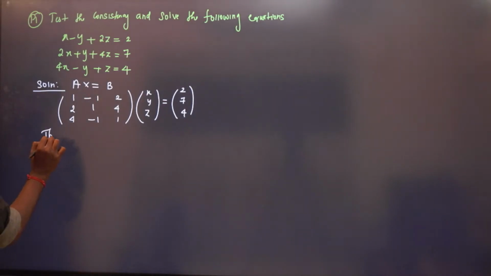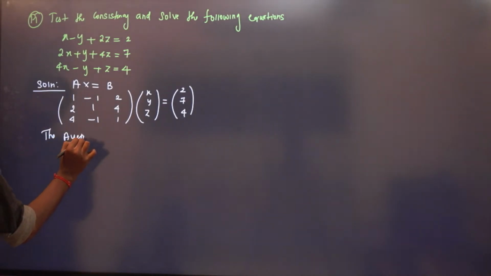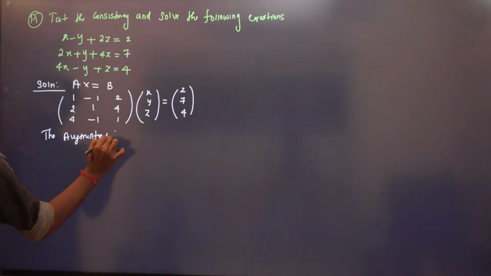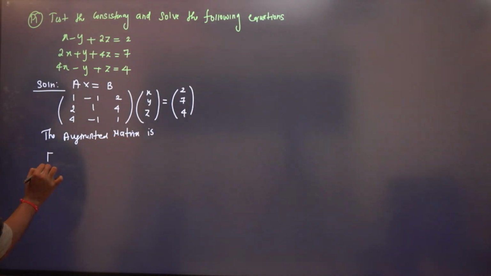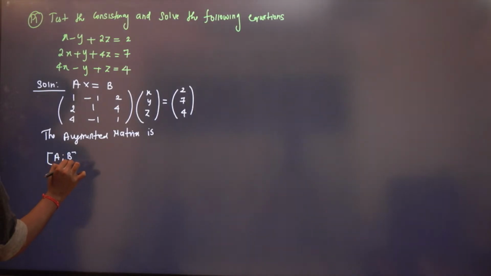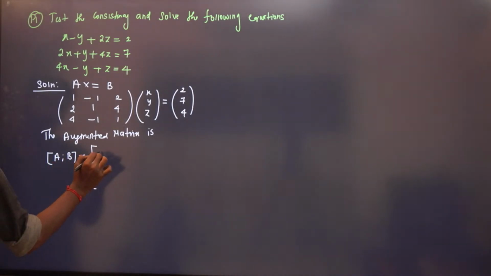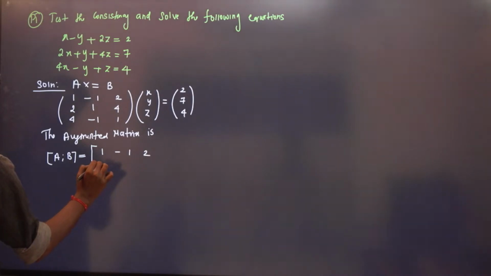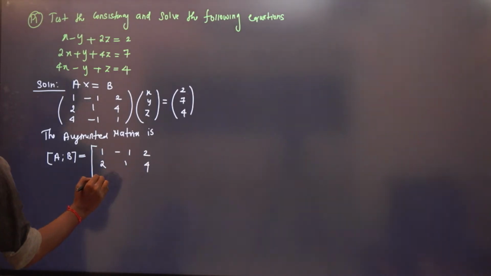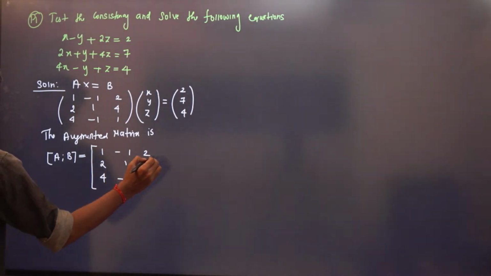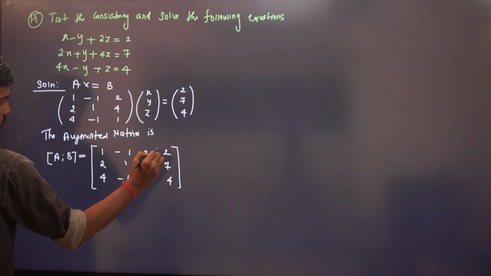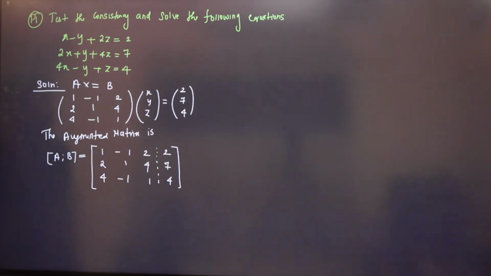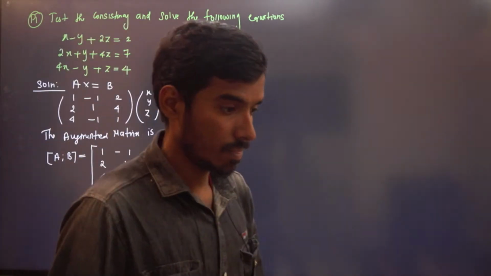Now form the augmented matrix. The augmented matrix is you combine A and B. So 1 minus 1 2 2, 2 1 4 7, 4 minus 1 1 4. Now you have to reduce this.